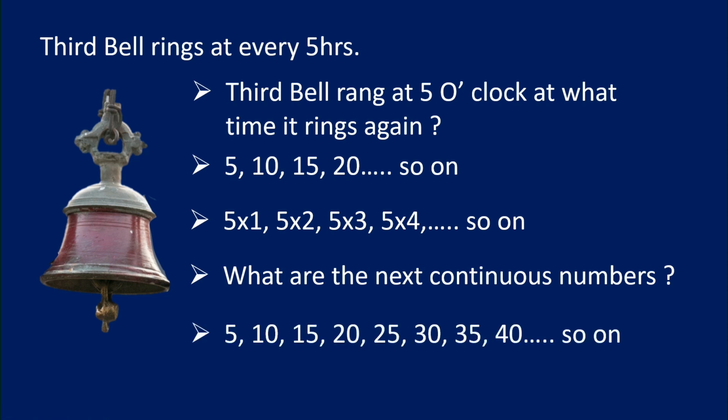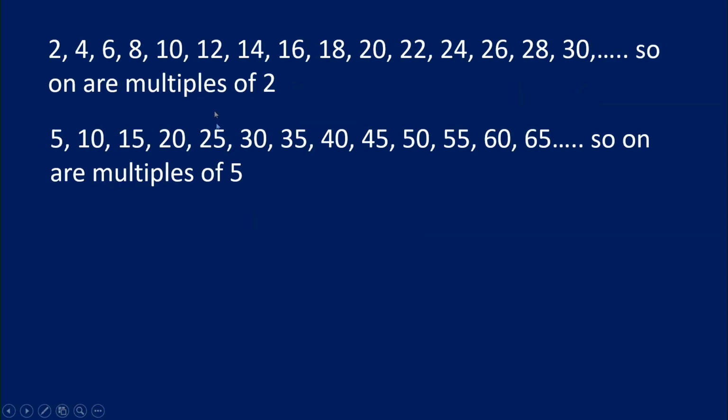Now let us look at the combination of multiples of 2 and 5. These are the multiples of 2 here. These are the multiples of 5 here. Children, write these multiples in your notebook. Before I show, you try to find the common multiples of 2 and 5. Can you find any common multiples here? See the numbers and try to find the common multiples.